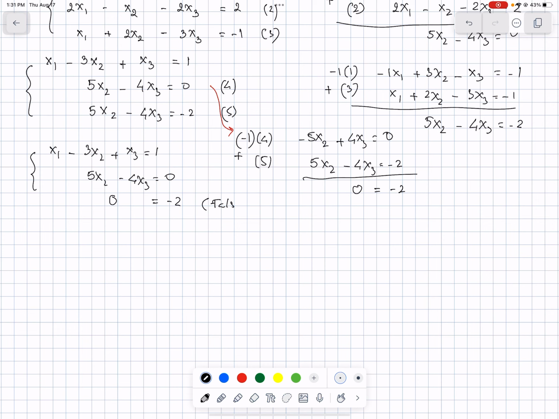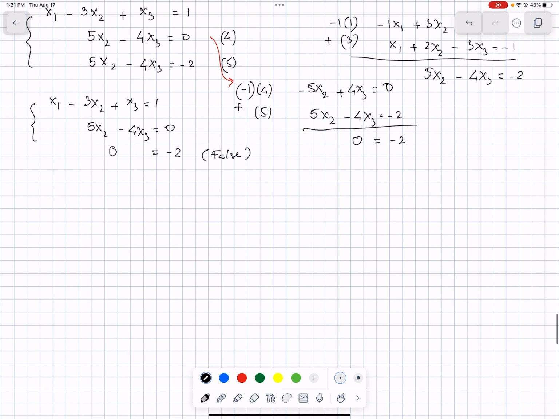This is false. Remember that when you have a false statement, you will conclude that the system has no solution. That means that this is the equation of a plane, right? So that means that the 3 planes do not have any point in common.